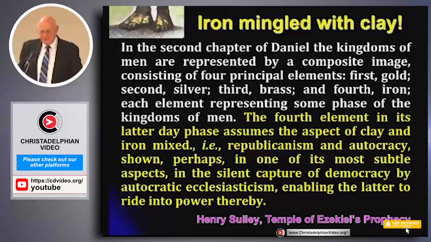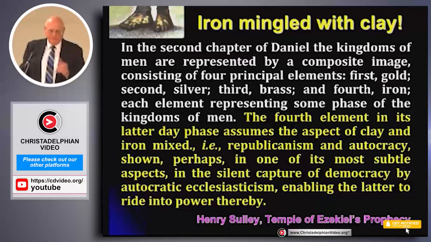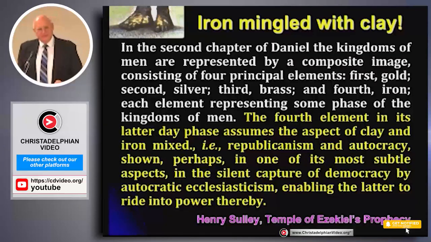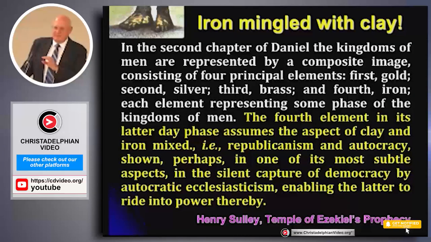First gold, second silver, third brass, and fourth iron. Each element representing some phase of the kingdoms of men, or the kingdom of men. Then he says this, and this is the important part. This is his understanding of verses 41 and 43 of Daniel chapter 2. The fourth element in its latter day phase assumes the aspect of clay and iron mixed. That is, he interprets what they mean. Republicanism. Stop. Let's just reflect upon that.